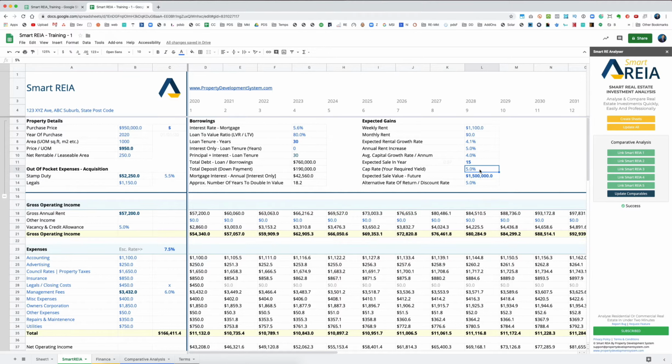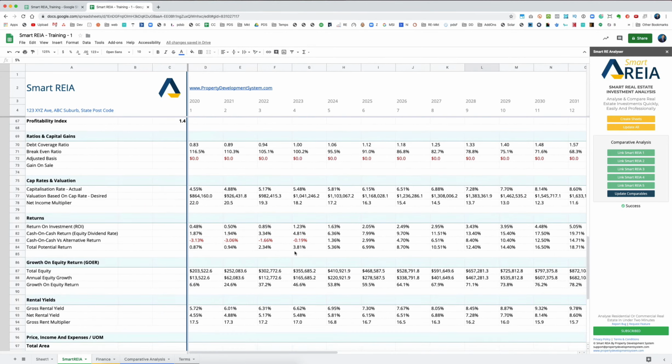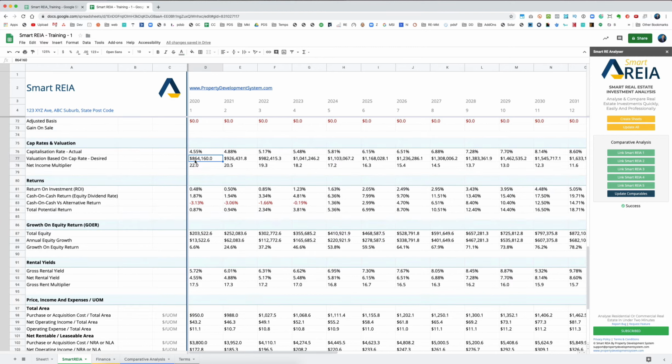You can go back and tell your seller or vendor, whoever you are buying the property from, that based on the analysis that you've done on the property, you cannot afford to pay more than $864,160, because that is telling you that if you want to make 5% return on your money in the first year, that's what you need to pay. That's what you need to buy the property for.